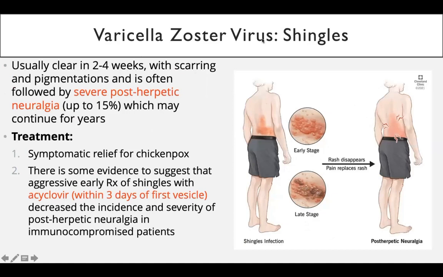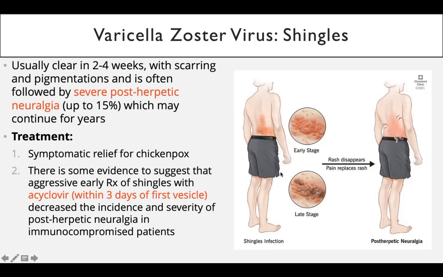Okay, varicella zoster virus, shingles, usually clears in 2 to 4 weeks. So it is usually clear after 1 month, with scarring and pigmentation, and can progress to severe post-herpetic neuralgia in up to 15% of the patients. That's why we need to give acyclovir within the 3 days of the first vesicle.